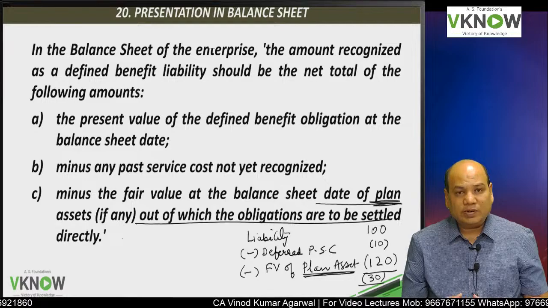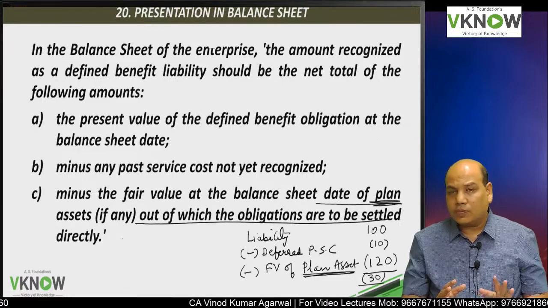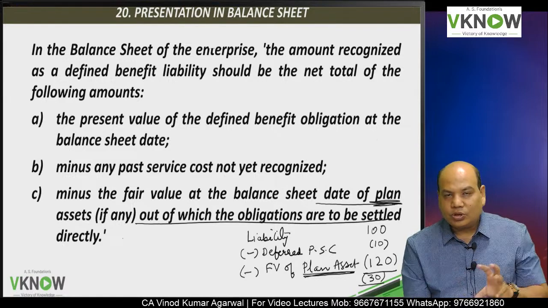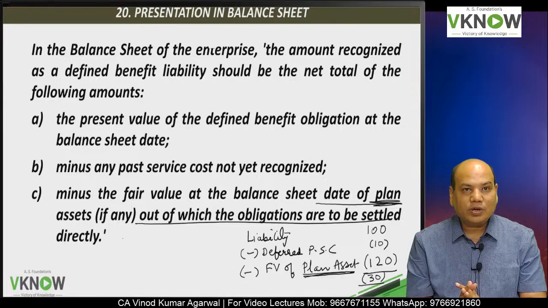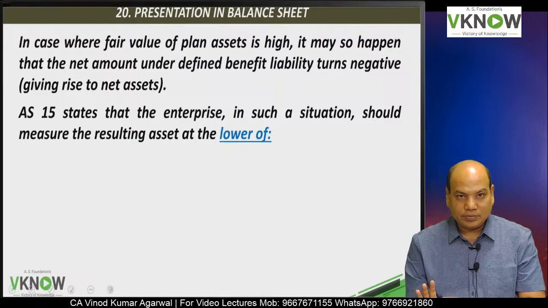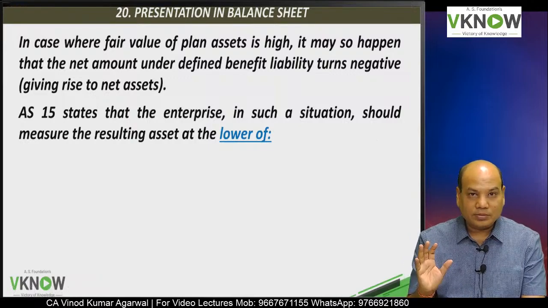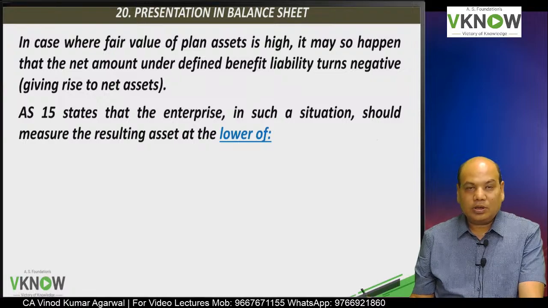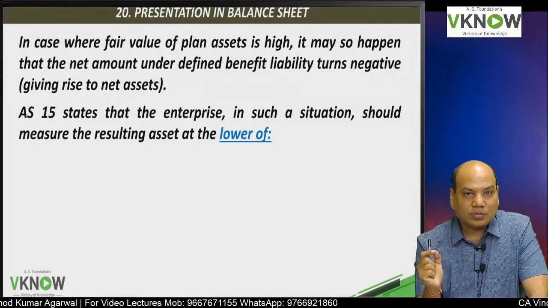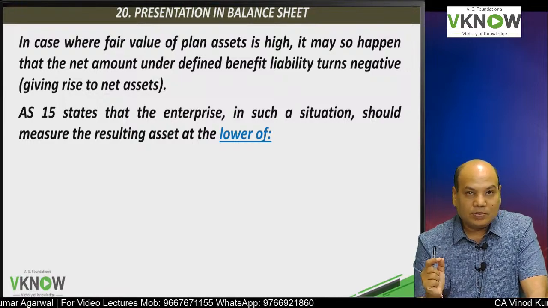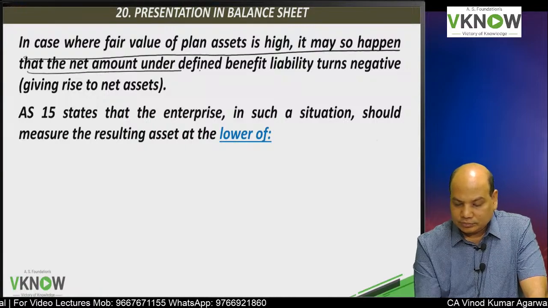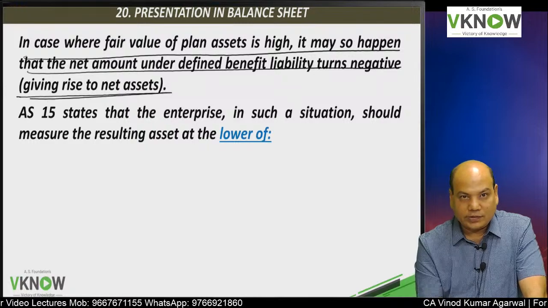You have invested more. So then instead of showing it on the liability side, if you are getting the total as a negative amount, where am I going to show it? I am going to show it on the asset side as 30. So sometime this can happen. Sometime it can happen that the liability minus deferred past service cost minus fair value of plan asset can be negative, then it will be presented on the asset side. It will give rise to net asset.